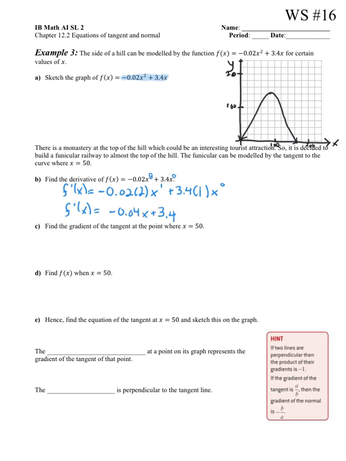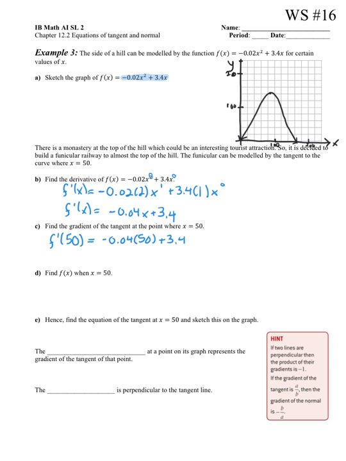So we should end up with something that is negative 0.04x plus 3.4. And then the next part says find the gradient of the tangent at the point where x equals 50. And we kind of talked about this last week. Whenever you're looking for the gradient of the tangent, that's when you're solving for the derivative. So if I gave you the gradient of the tangent, that means we already have the derivative solved for. But if I don't give you that, that means we're looking to solve for the derivative right now.